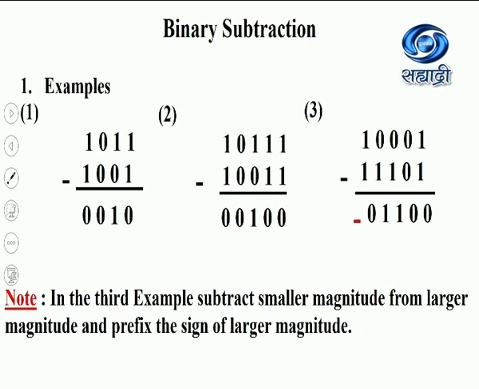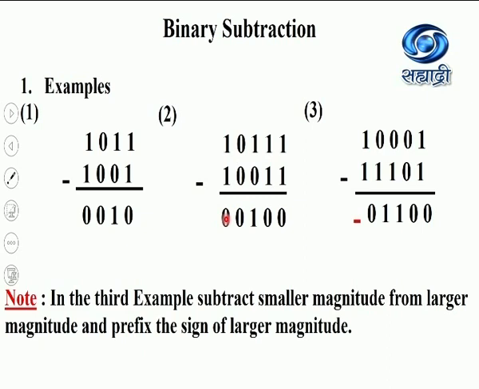Next example. Here we have the first binary number, that is 1 0 1 1 1. Next is 1 0 0 1 1. These two groups of bits we are going to subtract. Let us start again with the LSB. 1 minus 1, subtraction is 0. 1 minus 1, subtraction is 0. 1 minus 0, subtraction is 1. 0 minus 0, subtraction is 0. 1 minus 1, subtraction is 0.